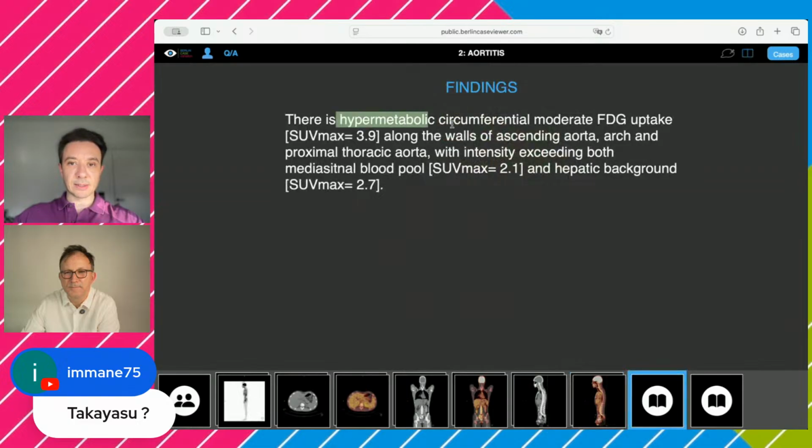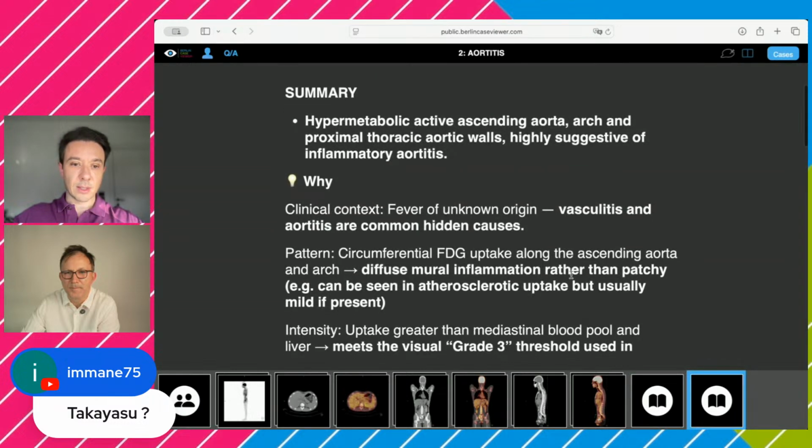Here, again, you can see how I described this case: hypermetabolic circumferential uptake involving the walls of the ascending aorta, arch, and proximal part. And in these cases, mainly in vasculitis, we use criteria that is explained here.